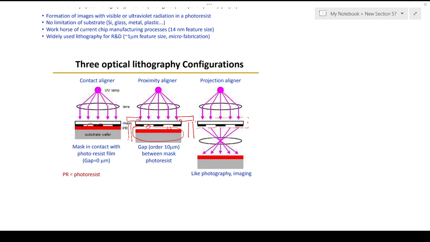The photoresist, as we already said, is a light sensitive material to form a patterned coating on a surface. Okay, so it is a light sensitive material.